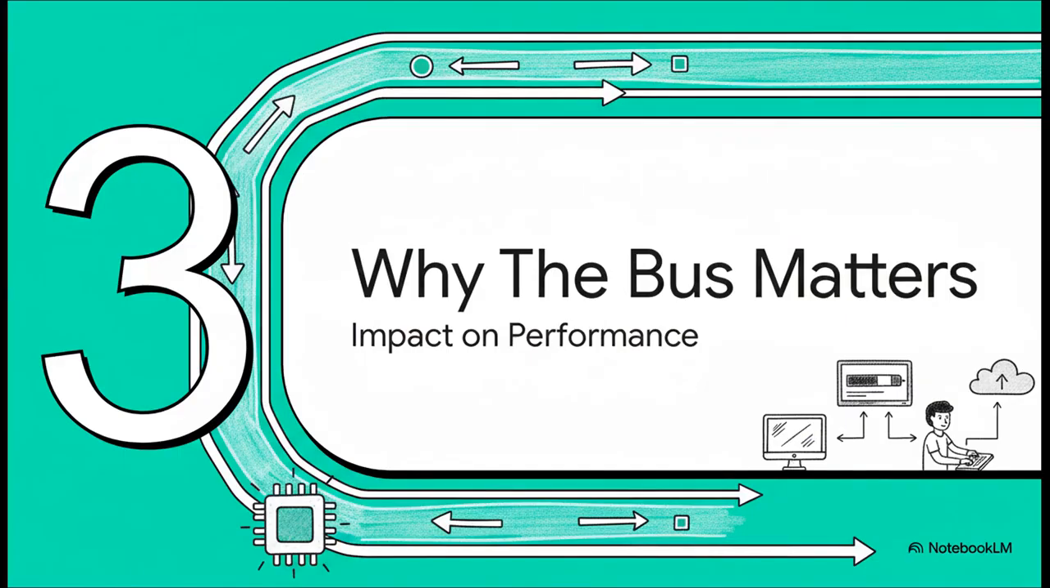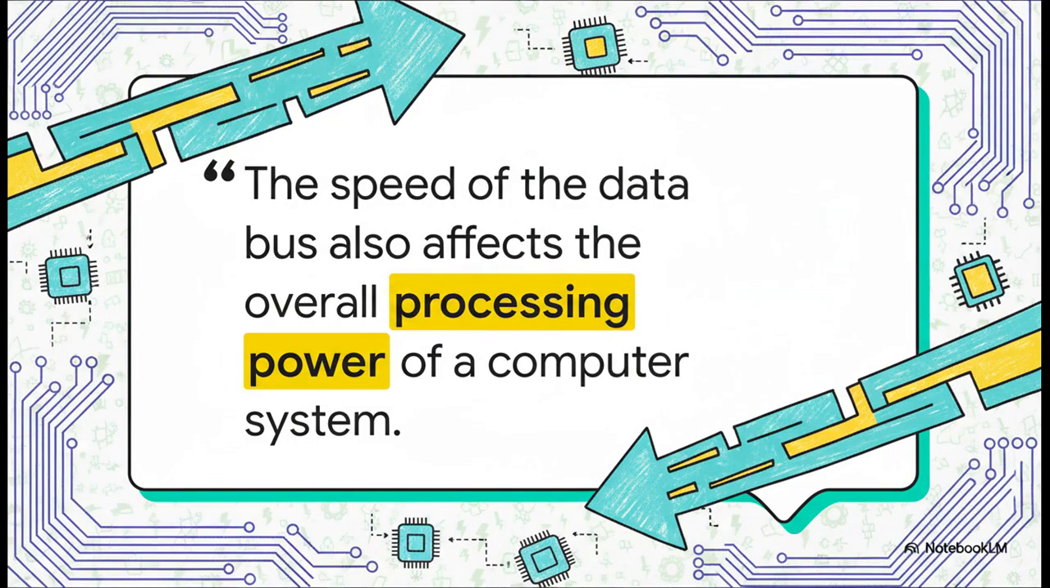All right, so we've got this big, multi-lane, two-way highway for our data. Cool, but why should you care? How does all this techie stuff actually affect you when you're just using your computer? Well, it matters a lot. There's a quote that really sums it up perfectly. The speed of the data bus also affects the overall processing power of a computer system. Basically, how good this highway is can either be a massive booster for your computer's performance or a serious bottleneck.